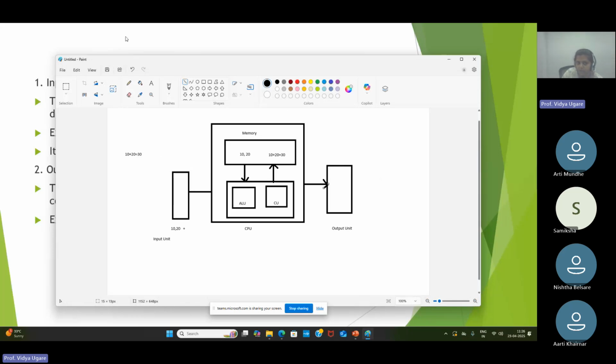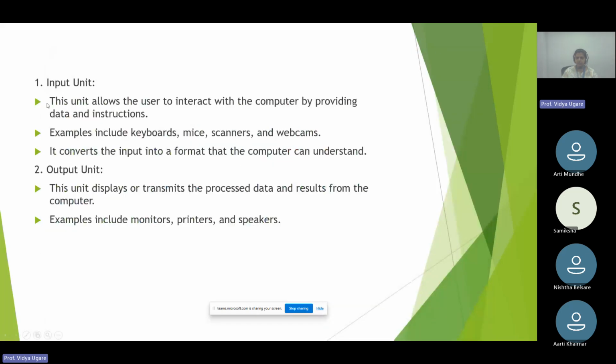So this is what is going to happen when we give any input, whether we give data or instruction. The input unit is going to help the CPU accept the instructions and the data from the user. I hope it is clear for everyone. This is going to allow interaction with the user. See, what are the examples of input units? We can give inputs to the computer using keyboard, mouse, scanner or webcams, right? So these are all the inputs.